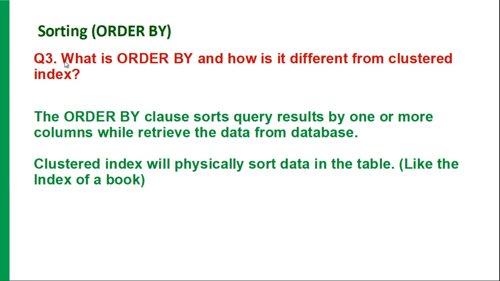Moving on to the third question: what is ORDER BY and how is it different from a clustered index? Basically, the ORDER BY clause sorts the query results by one or more columns while retrieving the data from the database, based on the condition we specify. Basically, it is ascending or descending. However, when a clustered index is used, it will sort the data physically. So it is like the index of a book.